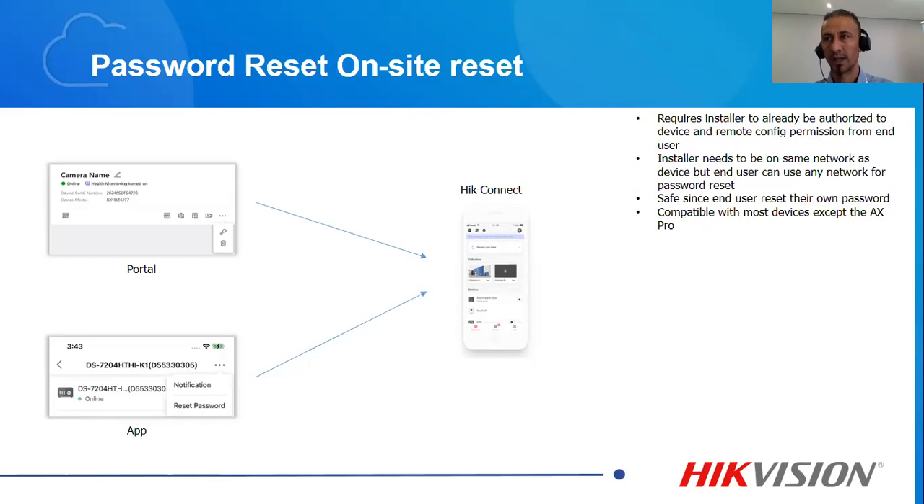So no need to send the XML file, no need to wait for this to happen. Like I said, it can happen two ways. Either the installer can be on site or the installer can be off site, provided somebody that has the HIK Connect app is on the same LAN network as the physical devices. You are then able to do a password reset.